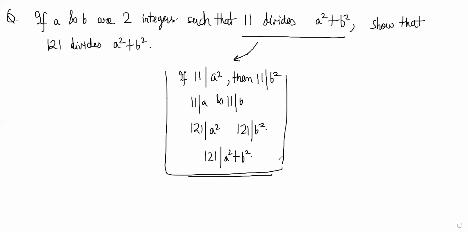right? The other situation is slightly more complicated, when it is possible that 11 does not divide A square or 11 does not divide B square, but it divides the sum.